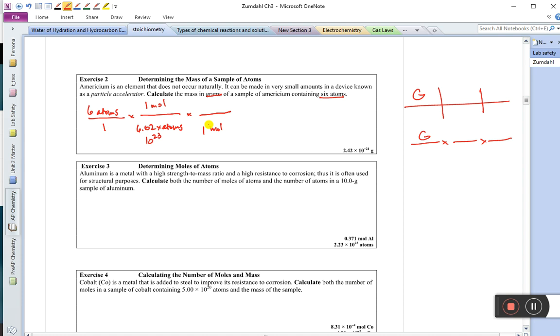And so the mass of a mole of americium, which is on the very, very bottom row, is going to be 243 grams. Atoms can cancel, moles can cancel. We're left with grams, which is what we want.